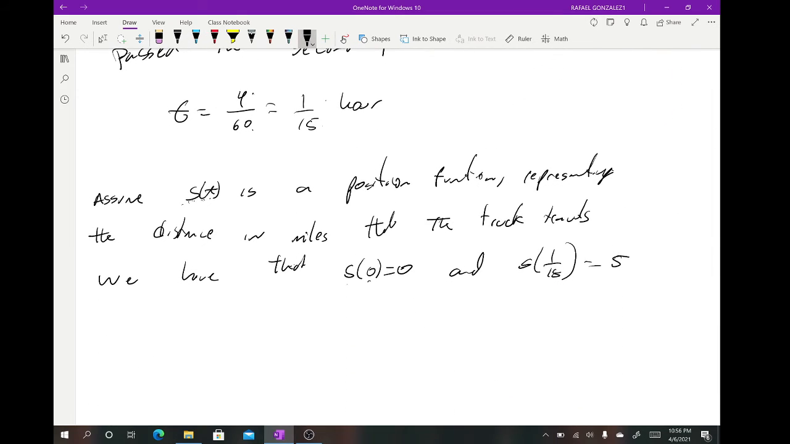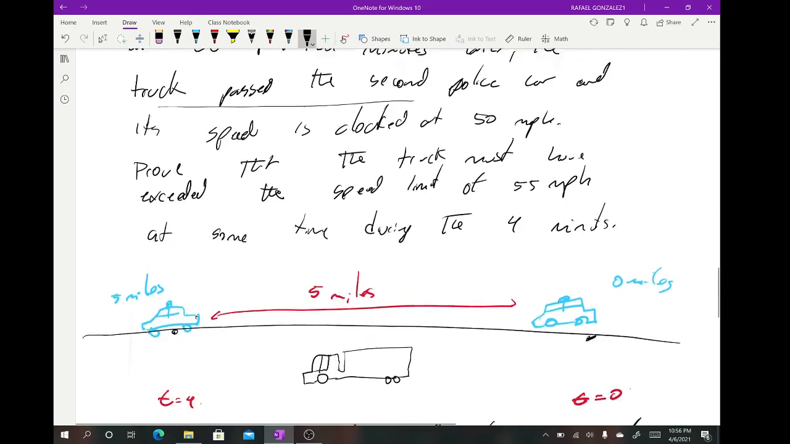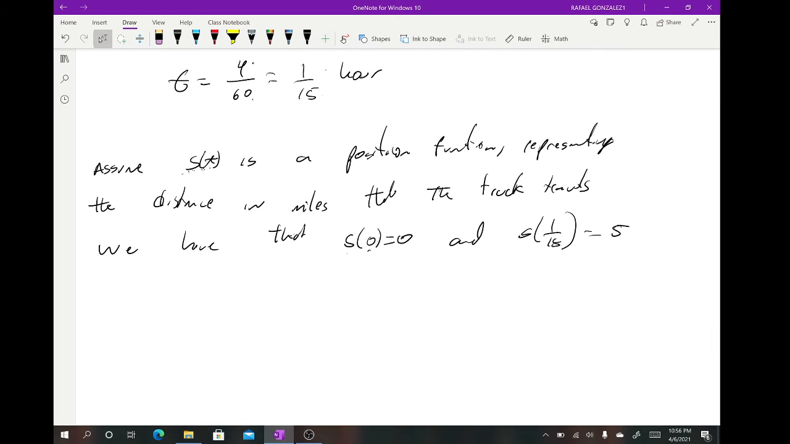All right, now we actually have everything we need to actually apply the mean value theorem. First of all, let's assume that the position function s of t is continuous and differentiable.